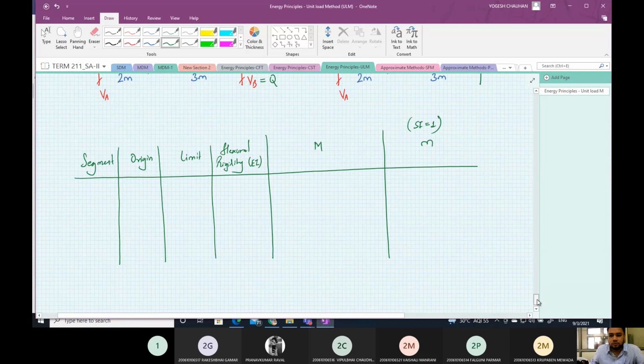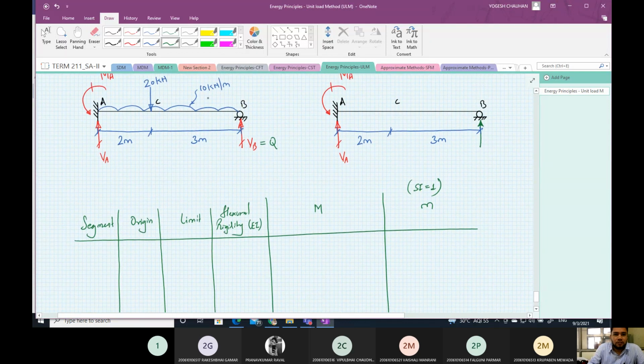So let us take a section here at a distance x from B. First segment is BC, origin is B, limit is 0 to 3. Flexure rigidity is EI, constant for both the segments. So this is EI. Now we'll formulate the equation in terms of VB.